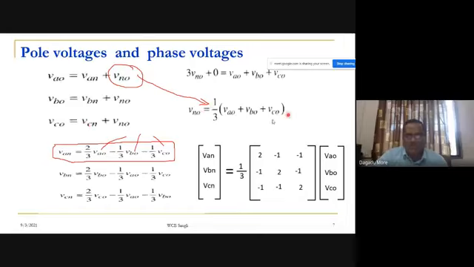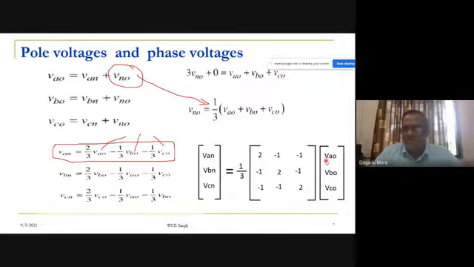Putting the value of VNO, we get the expression for VCN. These three equations we represent in matrix form: VAN, VBN, VCN. We take one-third common, then we get a simple 3 by 3 matrix: 2, minus 1, minus 1; minus 1, 2, minus 1; minus 1, minus 1, 2. Diagonal elements are 2, other elements are minus 1, and we are multiplying by one third.